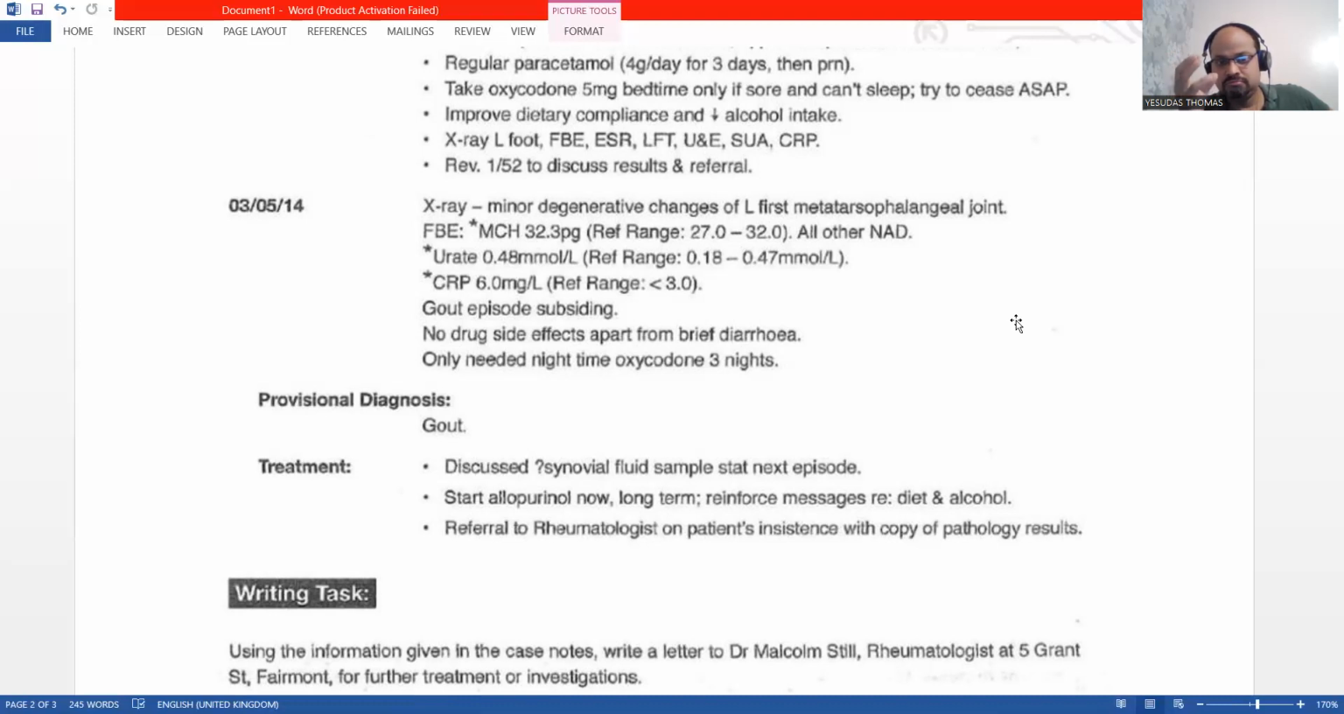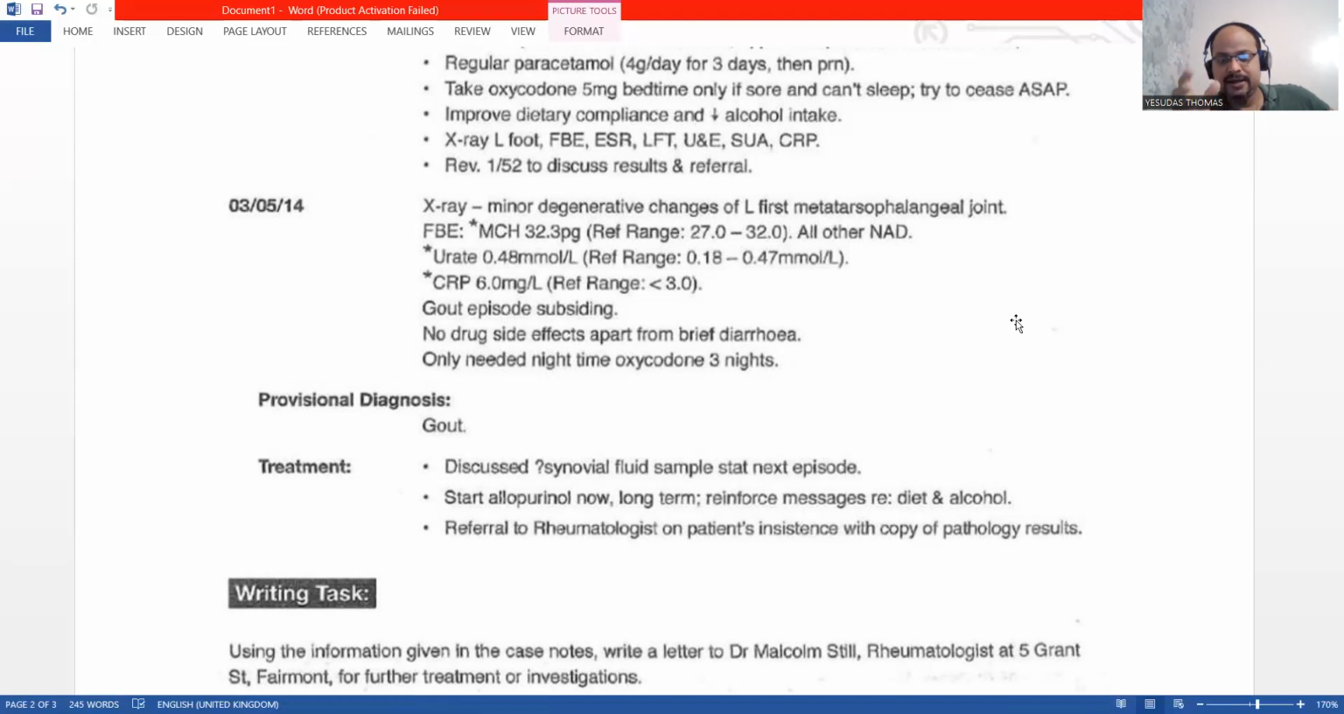Now, the gout episode is subsiding because the episode is going to be cured now. So the bout is subsiding. Now, only needed nighttime oxycodone, only needed for 3 nights. So it's not relevant right now. So what we have to go with are the medicines which are mentioned, 3 important medicines which were given earlier. So we need to say that. And now we have to say that provisional diagnosis is gout.